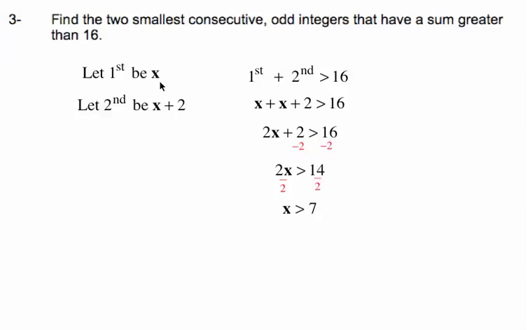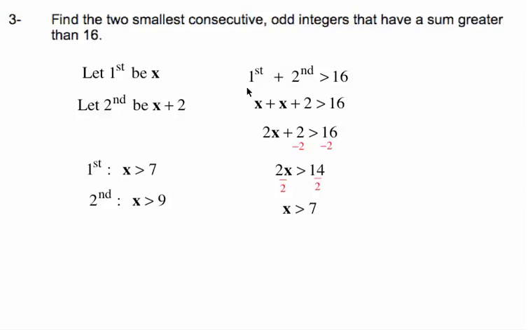Okay, so the first number is x, which is greater than 7, right? The second number is x plus 2, and if x is greater than 7, then x plus 2 is going to be greater than 9, right? Okay, so the first has to be greater than 7. The second number has to be greater than 9.